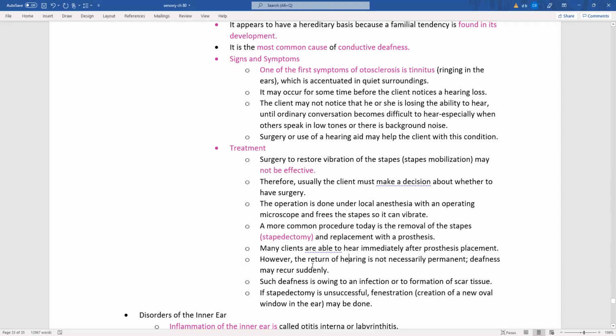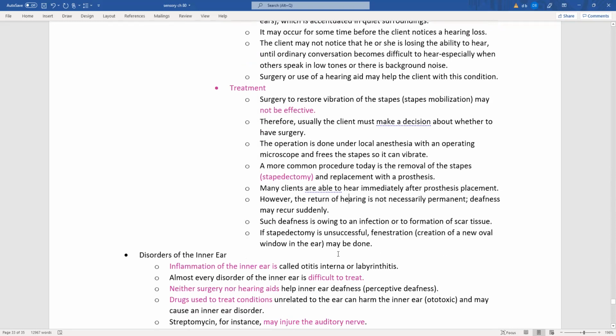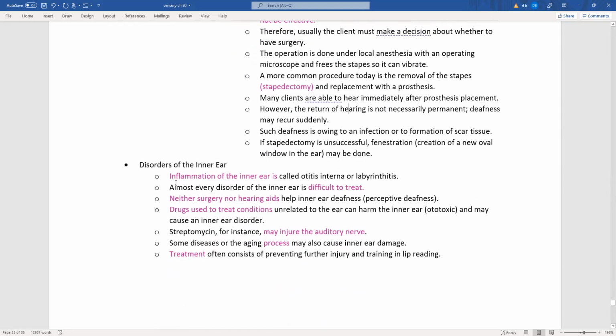I probably don't want it. However, the return of hearing is not necessarily permanent. Deafness may recur suddenly. Such deafness is owing to an infection or to formation of scar tissue. If stapedectomy is unsuccessful, fenestration, which is creation of a new oval window in the ear, may be done. I ain't finna let them do all that shit to me. Fuck all that.